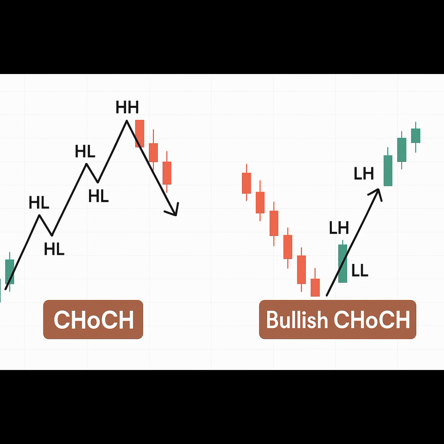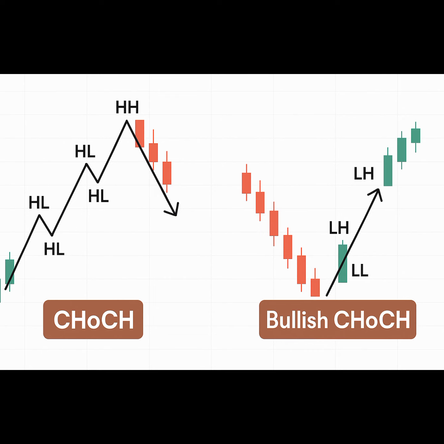Now let's talk about the most powerful early reversal signal: change of character. While break of structure confirms the current trend, change of character signals a potential trend reversal. Here's how. In an uptrend, price creates a higher high, higher low. Suddenly price fails to make a new higher high, then breaks the previous higher low. That break of the higher low signals a change of character.